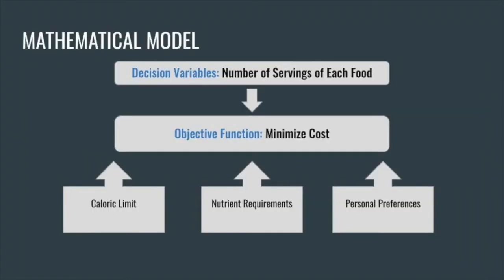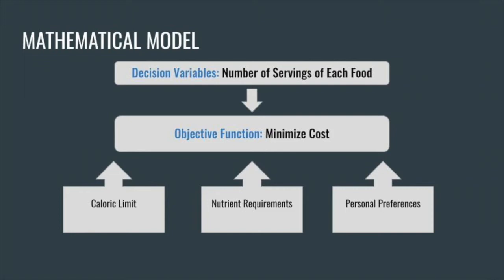The mathematical model can be developed as such to minimize the total cost of a diet. With a database of given foods, the serving sizes of different food items can be varied to create food combinations subject to 3 types of constraints: caloric limit, requirements for individual nutrients, and personal preference constraints.